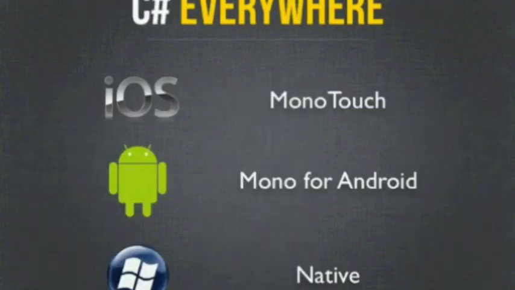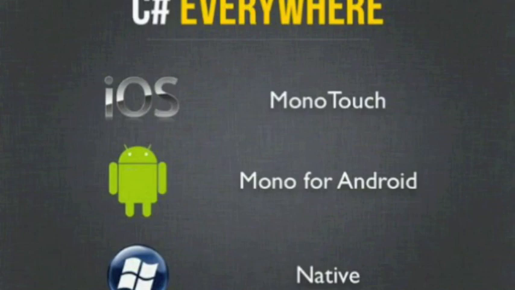So the way we do that is on Windows Phone, it's obviously still the native route. So normally you build Windows Phone apps in C# and .NET, so that's no different. But on iOS, you can take advantage of a product called MonoTouch, and on Android, you can take advantage of a product called Mono for Android. And using these, you can actually build completely native applications for those platforms, but build them in C#.